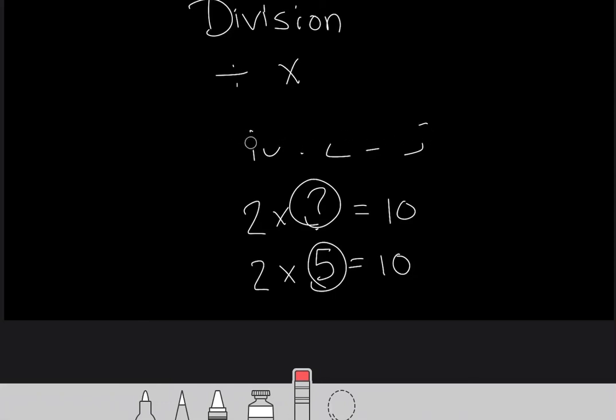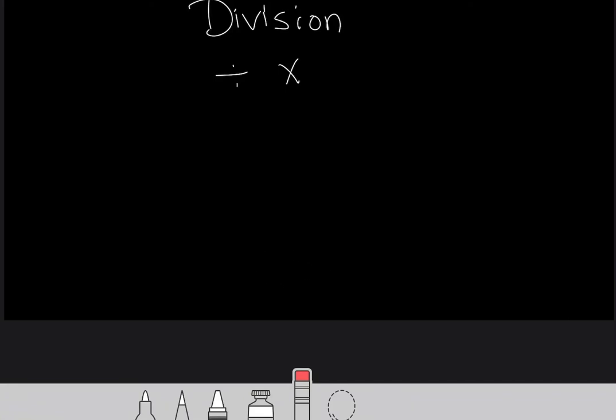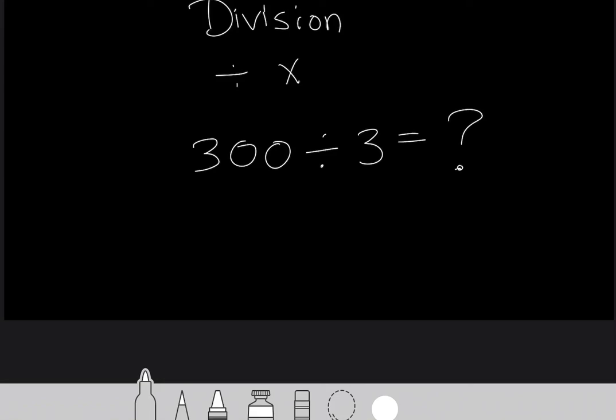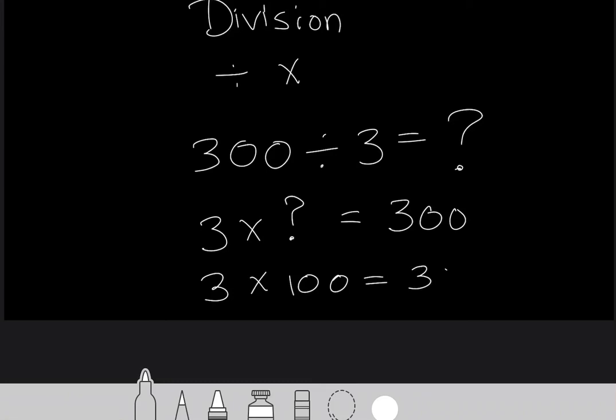You can even do bigger and harder division problems by looking at it the same way. For example, if we had 300 divided by 3, think of it as a multiplication problem. 3 times what would give us 300? Well, now that we've studied place value and multiplication, we know that 3 times 100 equals 300. Therefore, 300 divided by 3 is 100.